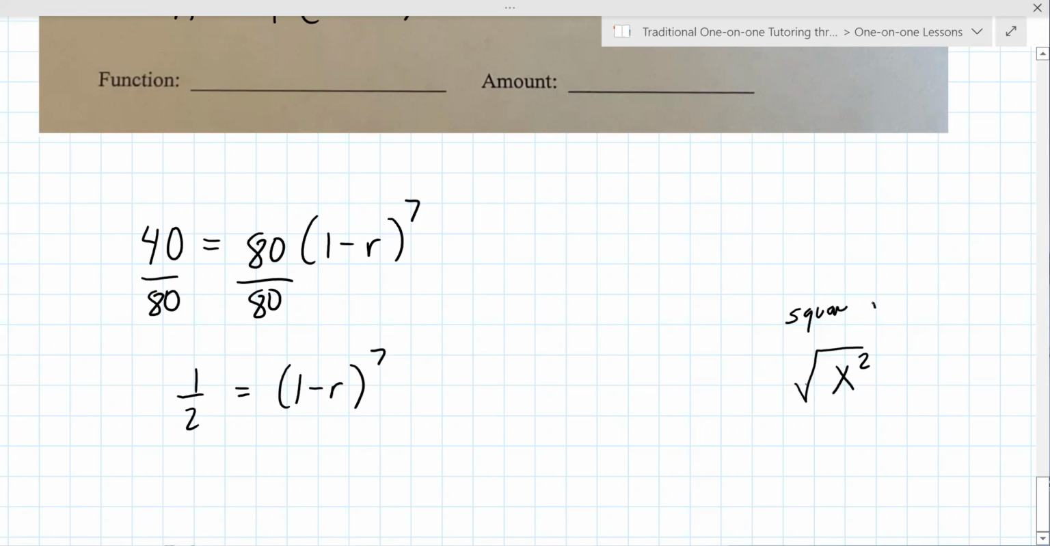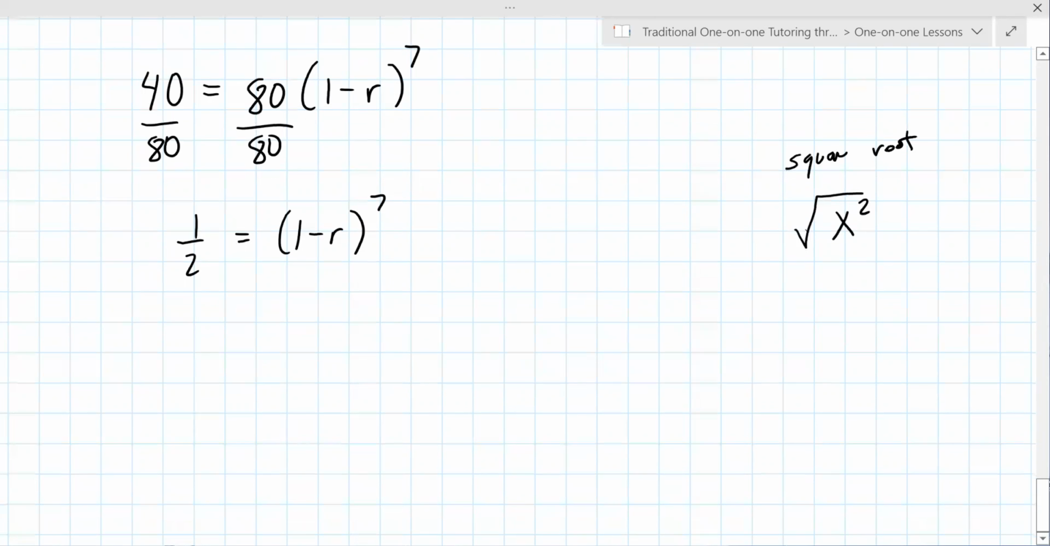I don't think I do. Okay, so it's called a square root. Let me just give you the answer because that takes some explanation. So you're gonna undo this power of 7 with what's called a 1/7 power, like that, and you have to do it to the other side as well.